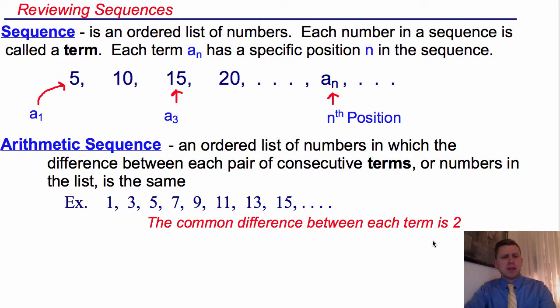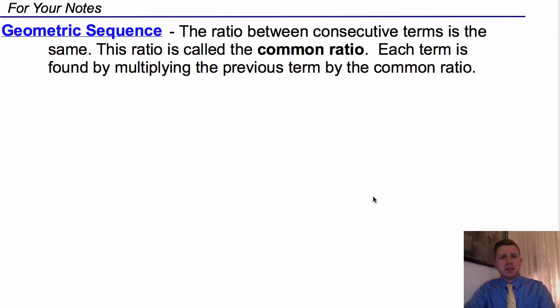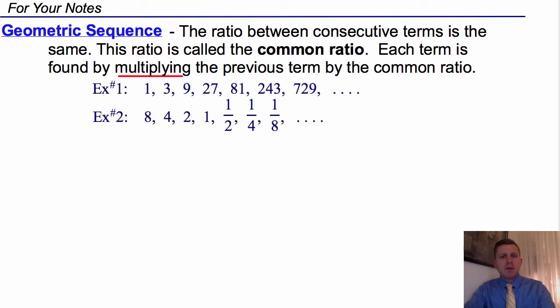If these were to go down by 2, we would say the common difference is negative 2. Today what we want to talk about is what is a geometric sequence. A geometric sequence is clearly different than an arithmetic sequence. The definition of a geometric sequence is when the ratio between consecutive terms is the same. The ratio is called the common ratio, and each term is found by multiplying the previous term by the common ratio. Here are two examples. Both of these are examples of geometric sequences.